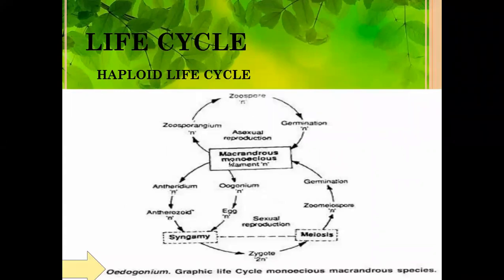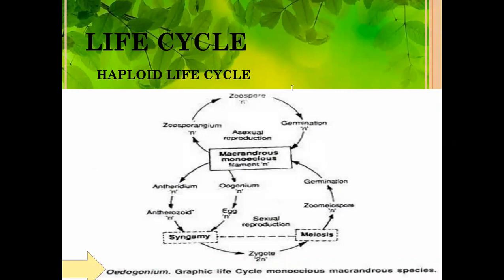Here on this board, the macroandrous monoecious filament contains oogonium and antheridium on the same filament. Antheridium produce antheriozoids, and oogonium produce eggs. They participate in sexual reproduction, fertilization, forming the zygote. The zygote undergoes meiosis to form zoomeiospores, which germinate and develop into macroandrous monoecious filaments. That is sexual reproduction. At the same time, there is asexual reproduction. The macroandrous filaments also reproduce asexually by zoosporangia, which produce zoospores that germinate and develop into macroandrous filaments.